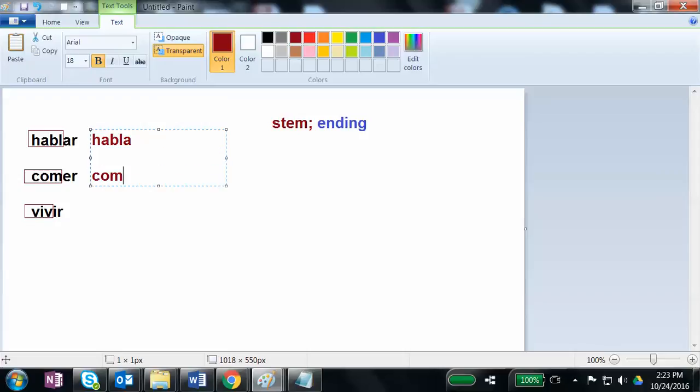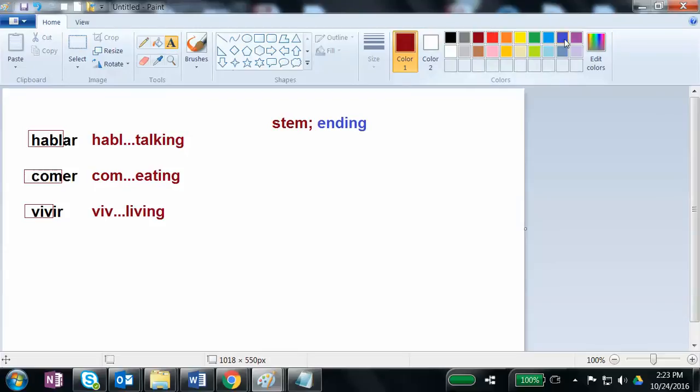Hablo, comb, and beeb, what they tell us: hablo lets us know that talking is happening, and comb lets us know that eating is happening, and beeb lets us know that living is happening. The ending tells us what kind of verb it is, whether it's an AR, an ER, or an IR. And then there's a set of endings. There's AR, ER, and IR endings.